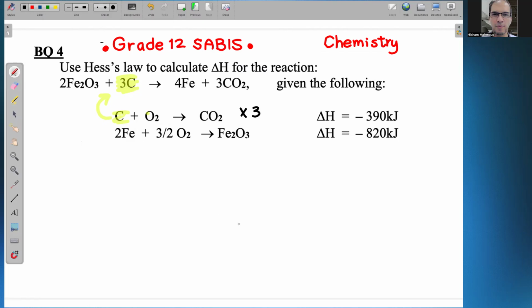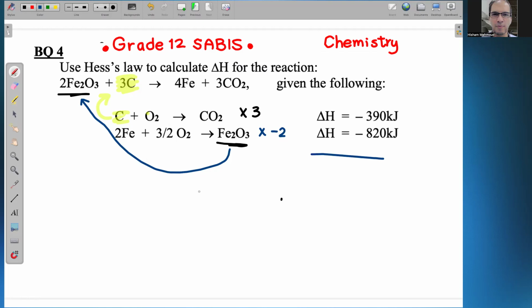In the second equation, the iron is on this side and it's on this side. So I need to reverse it. So Fe2O3 here is on the right and here on the right. I need to reverse it and multiply it by 2 because I need to change Fe2O3 into 2Fe2O3, or 2Fe into 4Fe. So I need to reverse it and multiply it by 2, so multiplied by negative 2. So this one multiplied by 3 and this one multiplied by negative 2, and then add them together.